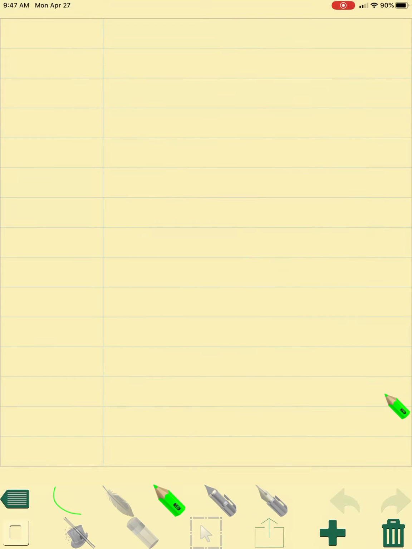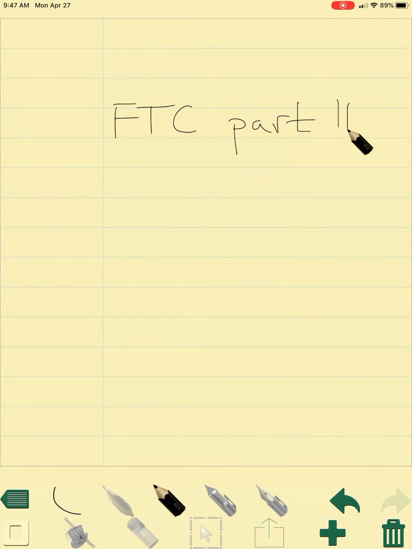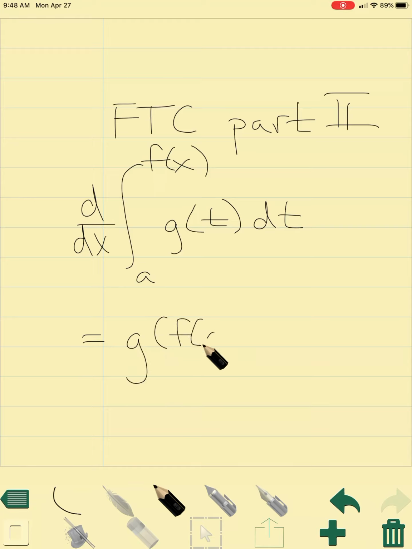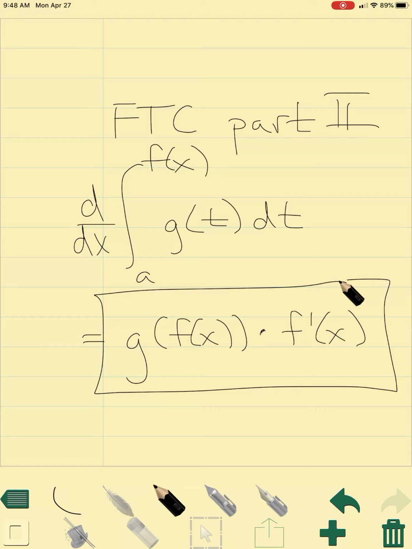So a very basic concept with the fundamental theorem of calculus part 2, FTC part 2, basically states that if we have some integral that we're deriving, from any a value where that's a constant to any f of x, of g of t dt, this is equal to g of f of x times f prime of x. And this just comes from the chain rule.